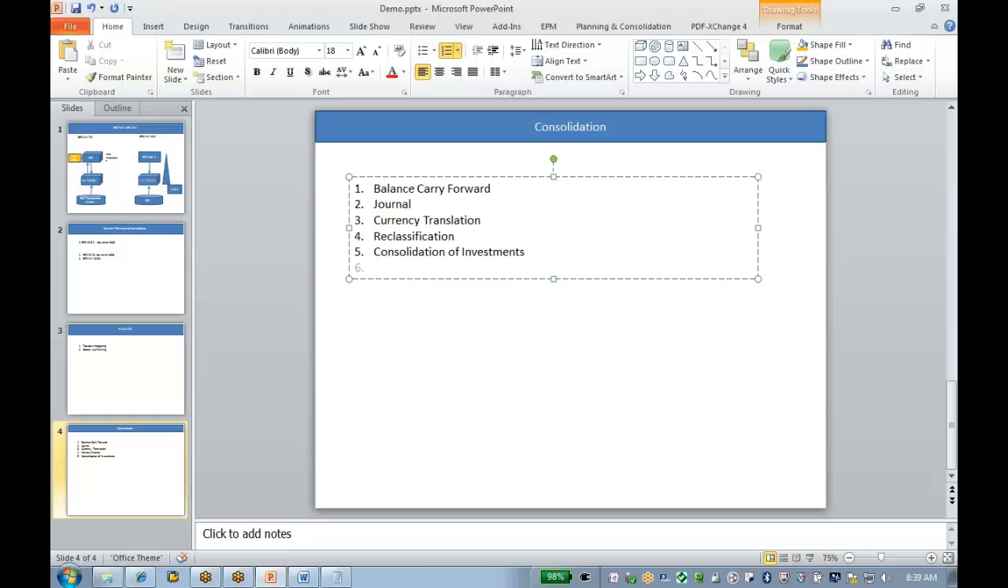Then you have inter-unit eliminations. Inter-unit eliminations can be part of consolidation of investment. So inter-unit elimination can be done. Inter-unit matching can be done, right? And these are the things that can be done in BPC 7.5.